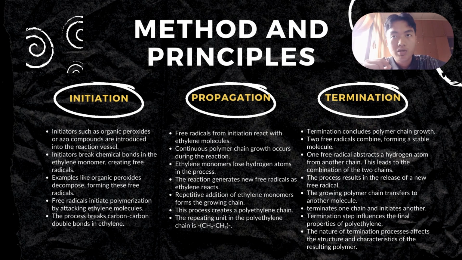Last step is termination. Termination concludes polymer chain growth. Two free radicals combine, forming a stable molecule. One free radical abstracts a hydrogen atom from another chain. This leads to the combination of the two chains. The process results in the release of a new free radical. The growing polymer chain transfers to another molecule, terminating one chain and initiating another. The termination step influences the final property of polyethylene. The nature of the termination process affects the structure and characteristics of the resulting polymer.